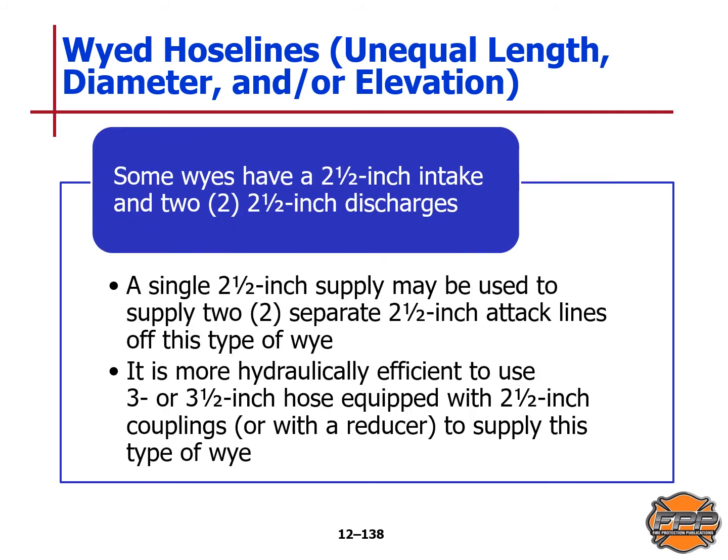Some Ys have a 2.5 inch intake and two 2.5 inch discharges. A single 2.5 inch supply may be used to supply two separate 2.5 inch attack lines of this type of Y. It is more hydraulically efficient to use 3 or 3.5 inch hose equipped with 2.5 inch couplings or with a reducer to supply this type of Y.